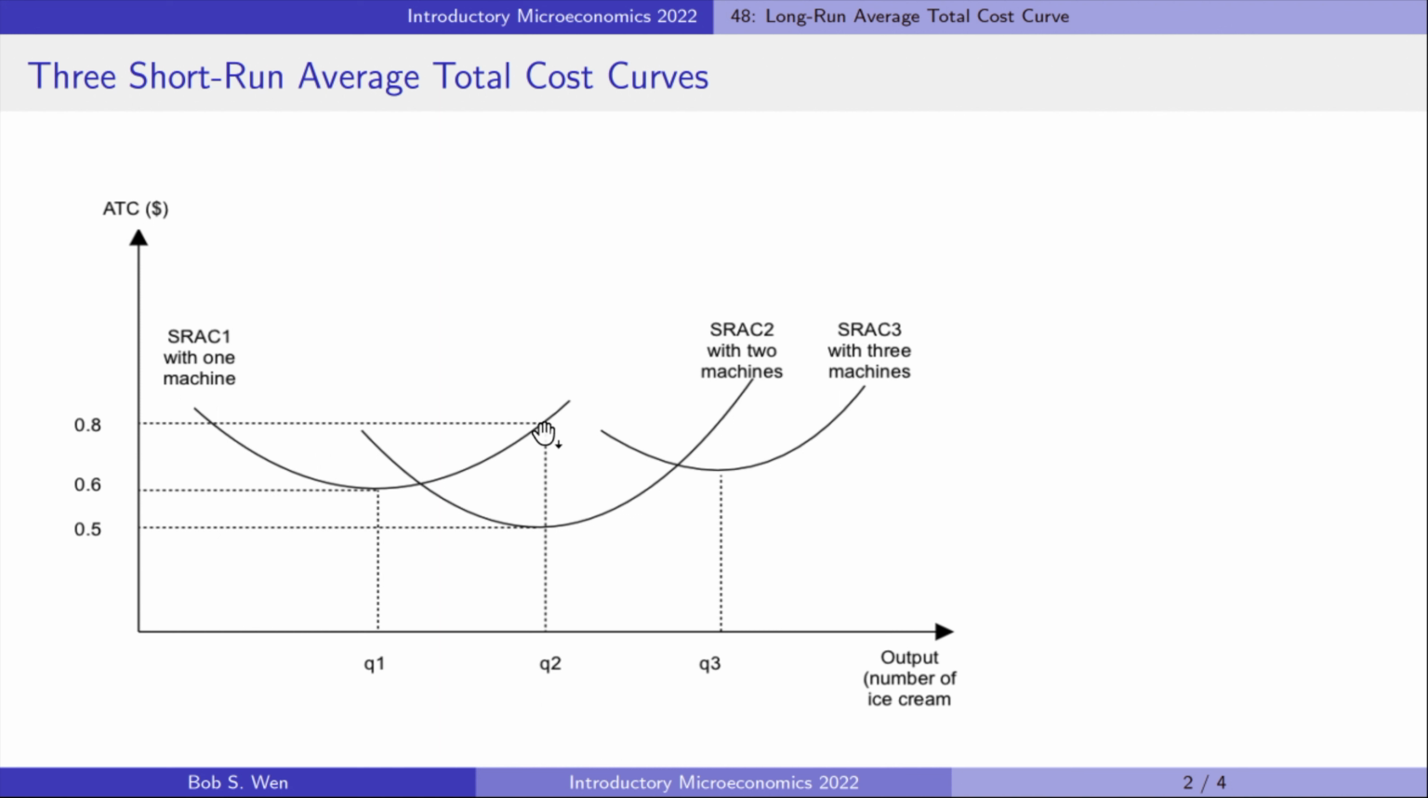In the long run, however, the ice cream firm can purchase one more ice cream machine. One more ice cream machine raises the productivity of labor. The average total cost drops to $0.5 per ice cream cone. If the firm wants to produce Q3 units of output, it can also adjust the number of workers and the number of ice cream machines to minimize its average total cost at that output level.